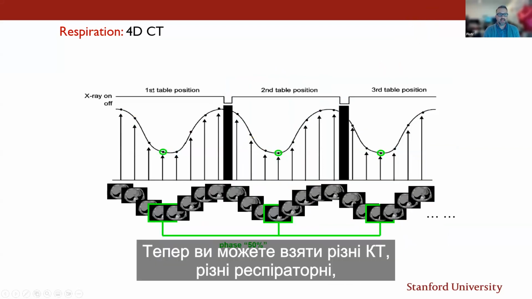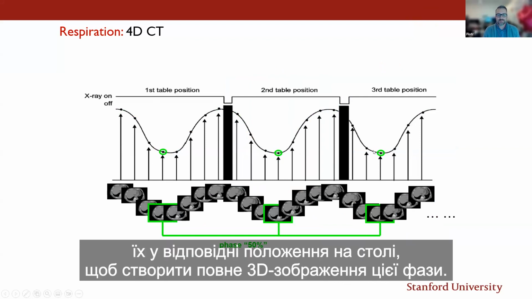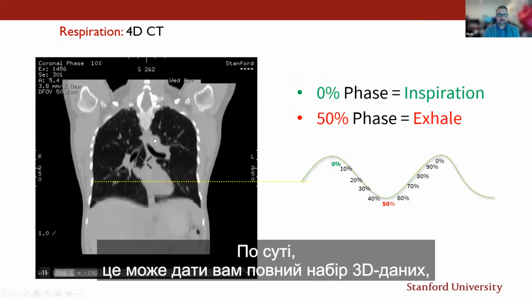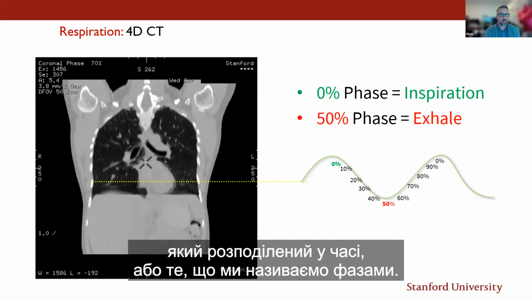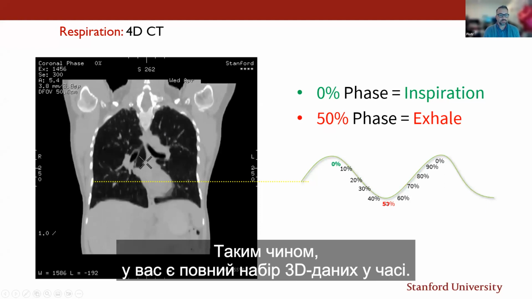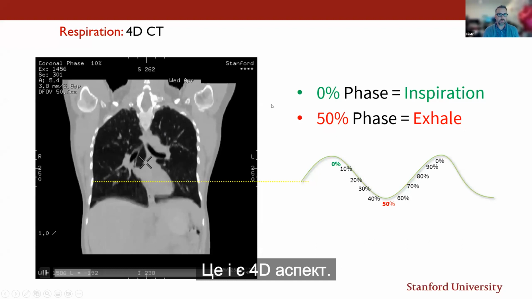So now you can take the different slices tagged with the respiratory phase and stitch them into the corresponding table positions to create a full 3D image of that phase, be it the 50% or so. Essentially that gives you a full 3D data set that's binned in time, or what we call phases. By convention, the 0 phase is your inhale phase, and your 50% is your exhale phase. Again, this is a full 3D data set binned in time. So that's the 4D aspect of it.